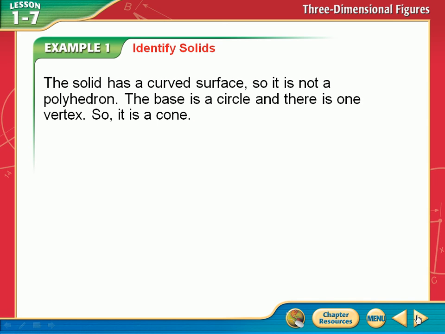It says the solid has a curved surface, so it's not a polyhedron. Okay, that's what we said. The base is a circle. There's one vertex, so it's a cone. Good.